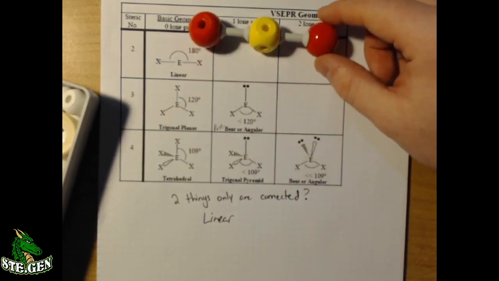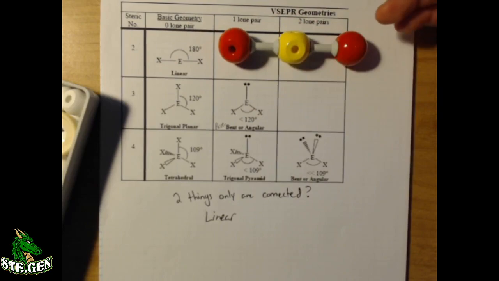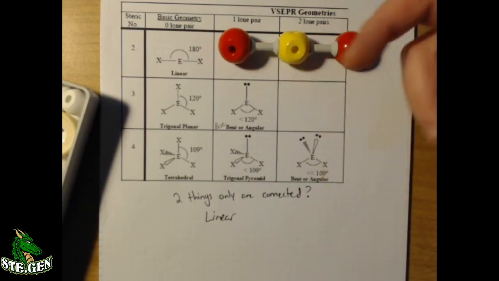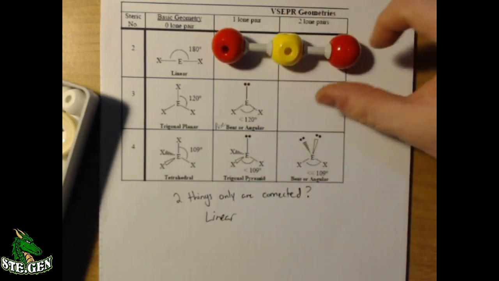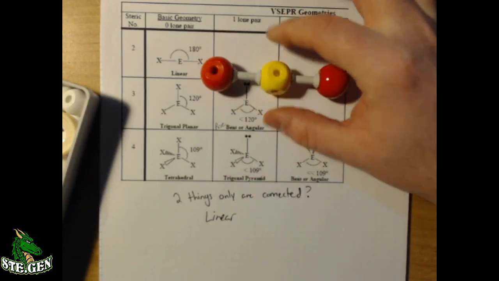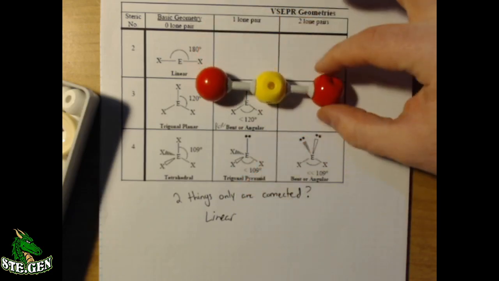Now, I mentioned in my example video, technically with linear you're not really describing an angle because there's only two atoms and you need 3 points to make an angle, but we're still going to call it 180 because it's a straight line, just like this one. This linear is also 180 degrees from here to here.